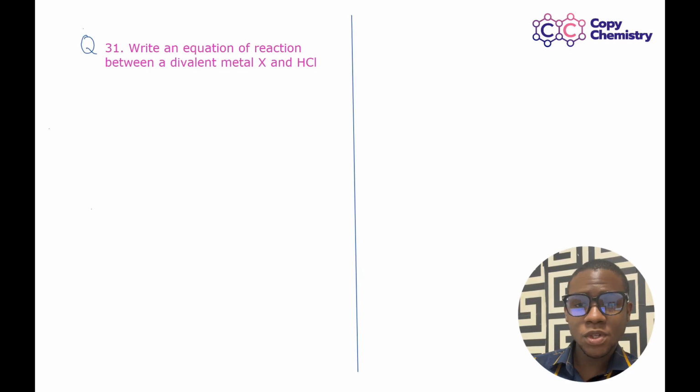Hello, this is question number 31 on stoichiometry. Write an equation of reaction between a divalent metal X and HCl.